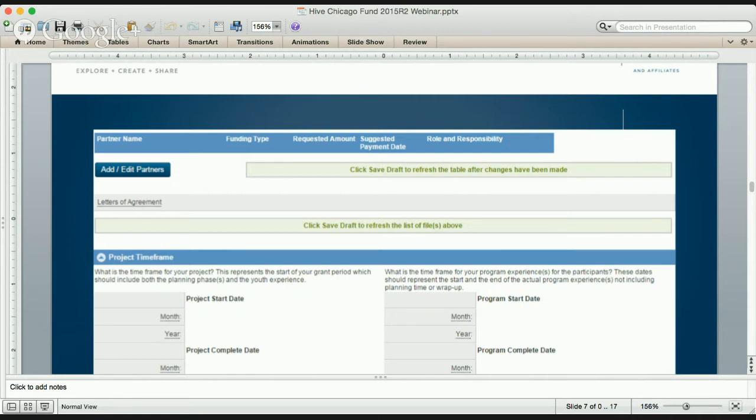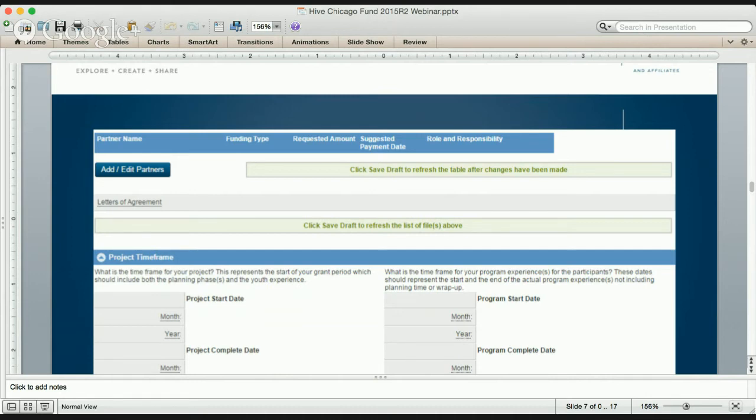So of my $50,000 project, they're going to be requesting $20,000. That's the requested amount, and the funding type would be funded. Suggested payment date would be when your program starts, and then their roles and responsibilities. One thing we've added is a subgranted feature. Before there was funded and unfunded, and we got a lot of confusion on this, and it's our apologies for not clarifying. We hope this clarifies it.